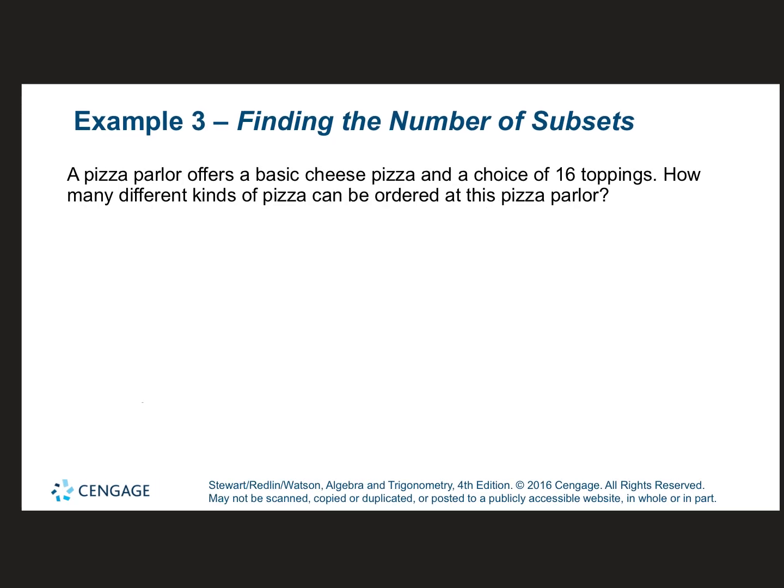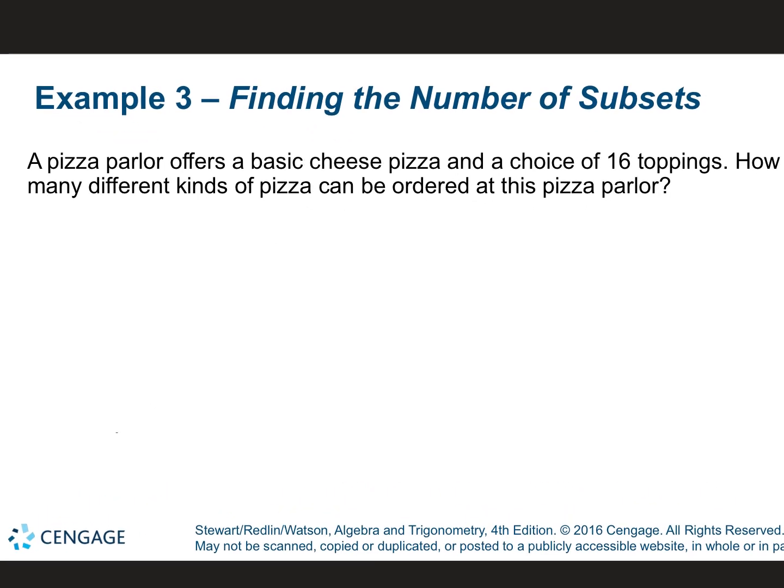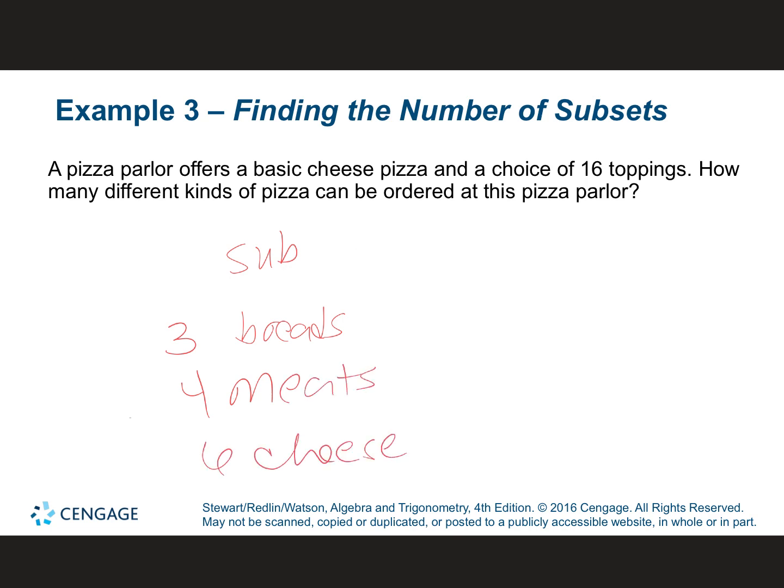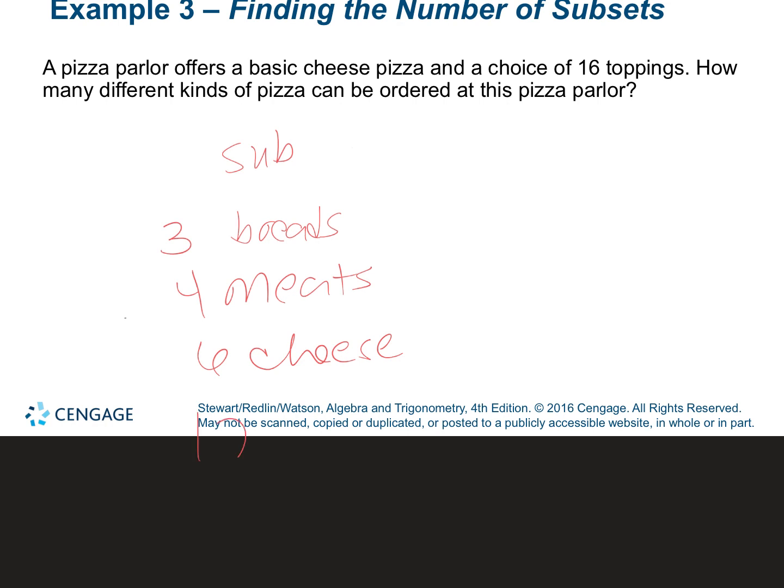All right, let's say this pizza parlor offers, well, let's talk about subs, right? You're at Publix, you're getting a pub sub, right? There's 3 different breads. There's 4 meats, 6 cheeses, and then 12 different kinds of veggie toppings. How many different sub combinations could you make?